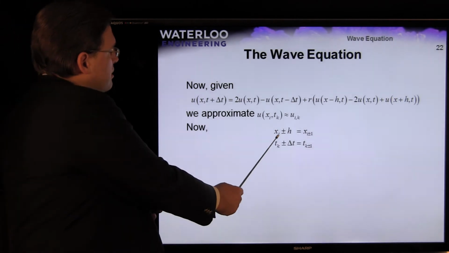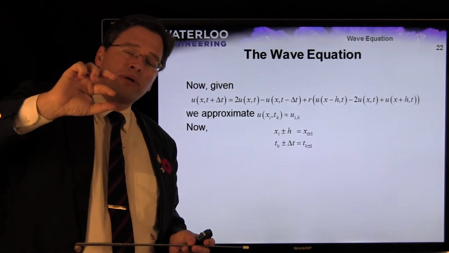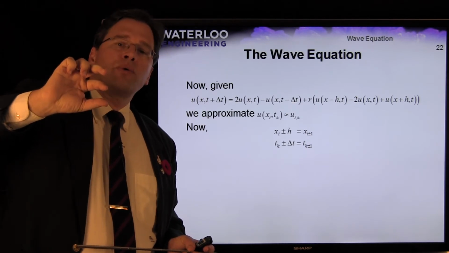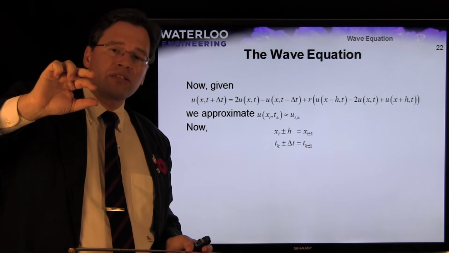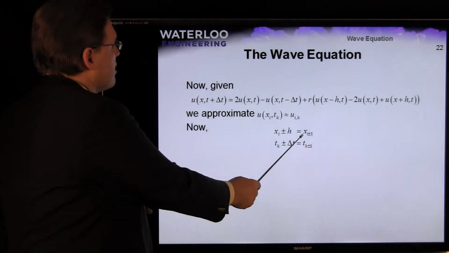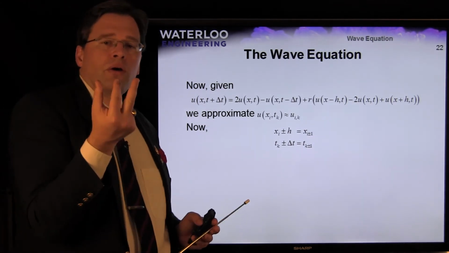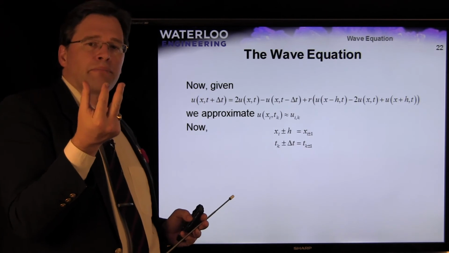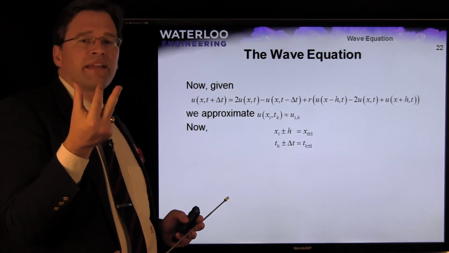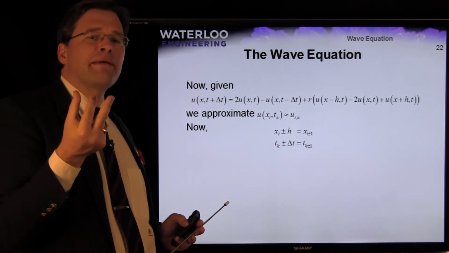Now, x sub i plus or minus h, well, since the x values are separated by h, x plus or minus h is essentially going to be either the previous or the next x value. So it will be x sub i plus or minus 1. Similarly, in time, we will have t sub k plus or minus delta t, and that is either the next, t sub k plus 1, or the previous, t sub k minus 1, point.